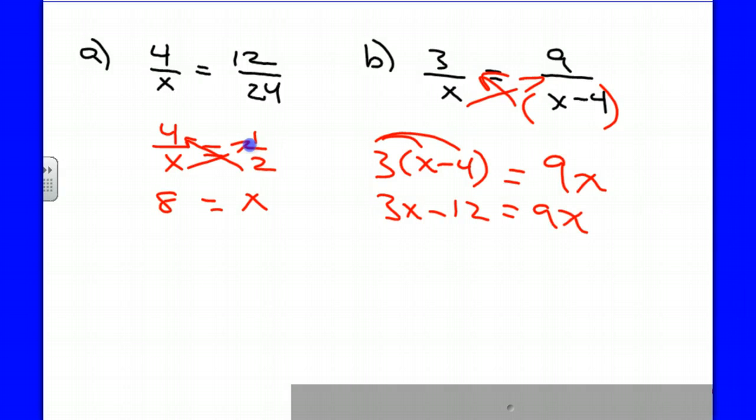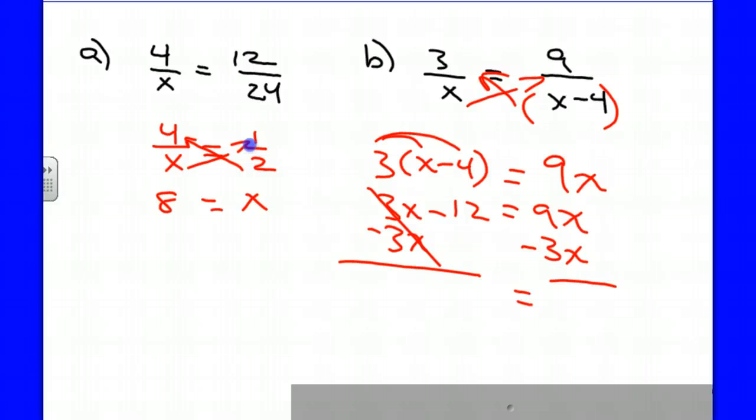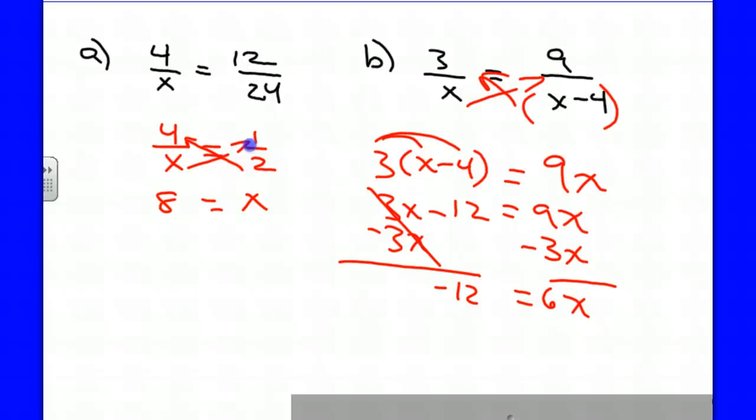And then you subtract 3x from both sides. So subtract 3x. Good. And you get 3x minus 3x, get what? What's left on the left side? Over here, negative 12. And 9x minus 3x. 9 minus 3. Oh, 6. 6x, good. And to finish it, we just divide by 6. And we end up with, -2.